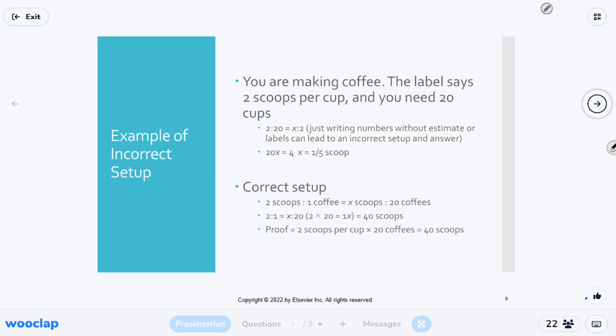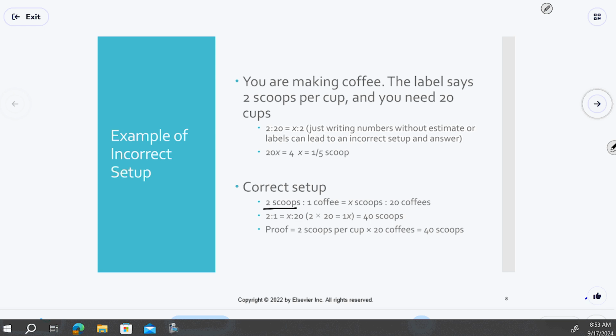2 scoops is 2 scoops of coffee. That's your measurement, and to 1 cup, that's the ratio they're saying. So they're basically saying here, 2 scoops to 1 cup is the first ratio that I know because the label of the coffee said this. Does this make sense what I'm saying? This is a ratio, right?